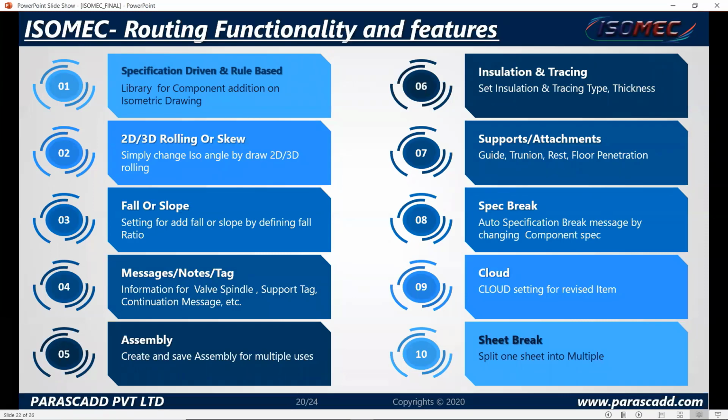Suppose there is a revised item in your line. And finally, sheet break provision is also available. If your drawing or ISO line is large in section, you can break it in the form of sheets, and you can view or even print the lines in your sheet 1, 2, 3 as per your bifurcation.